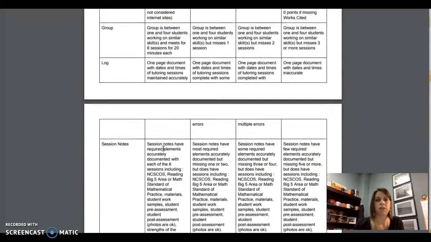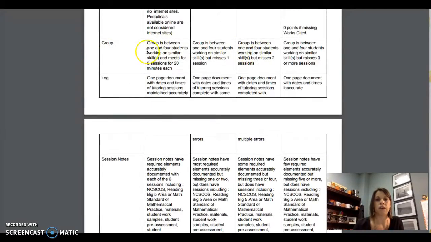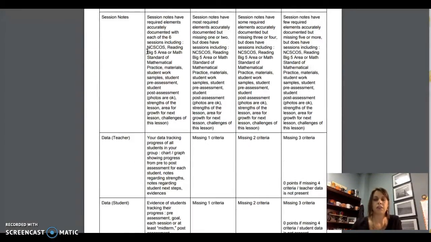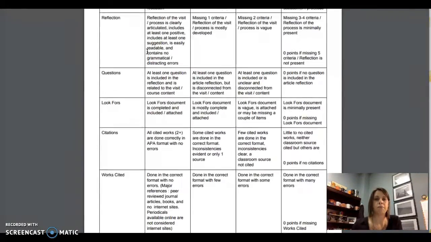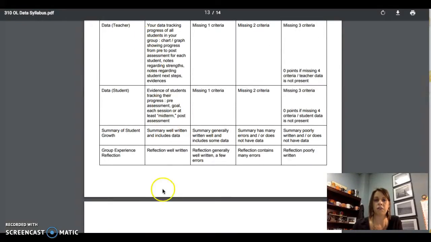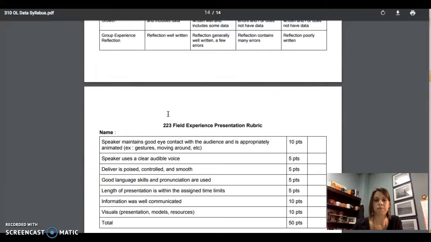So just know that this part, starting from the group down, can be in one of two places. It can be in your assessment notebook, or it can be added on to the reflection for your field experience. But between those two places, all of this information in the rubric should be there.